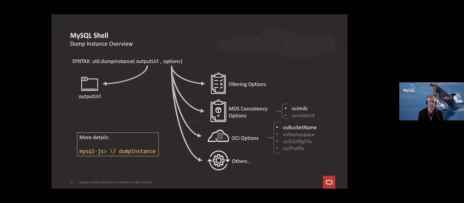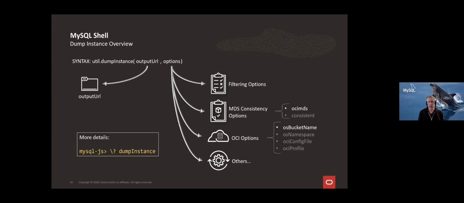So you call the dumpInstance command, and you put the output URL as a destination where you want to put the dump. This could be just a directory on the block storage, or it could be an Oracle Cloud object store. Those settings, for the Oracle Cloud object store, can be provided as part of the options. And there's actually a fair amount of options.